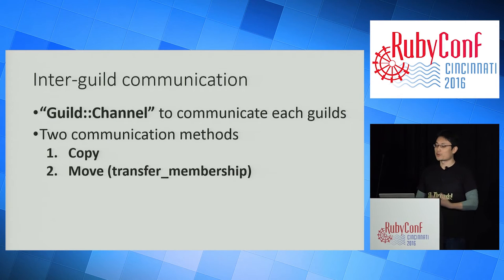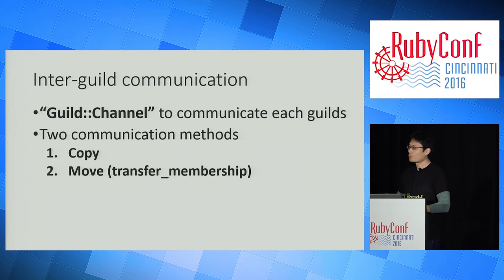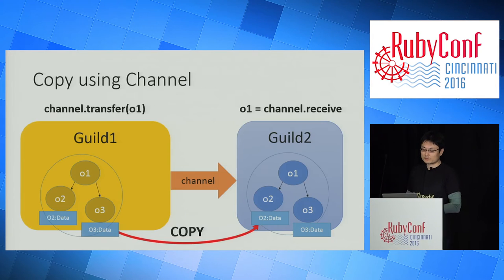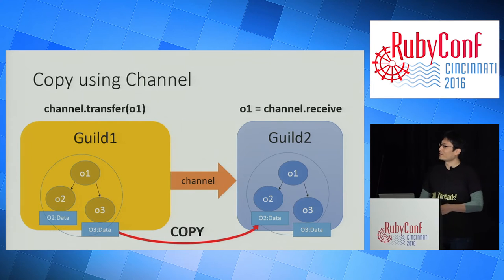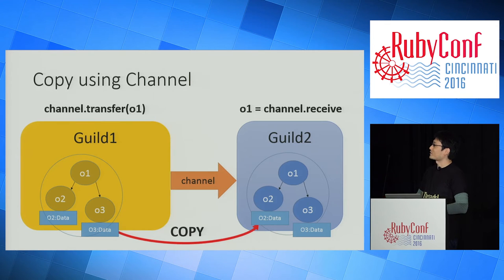And the channel provides communication methods, copy and move. We name move a transfer membership method. Copying objects is very easy to understand. If we want to transfer this object O1 by copy, then we need to copy everything O1 refers to. So we duplicate all the objects traceable from O1. So it is easy, I think.